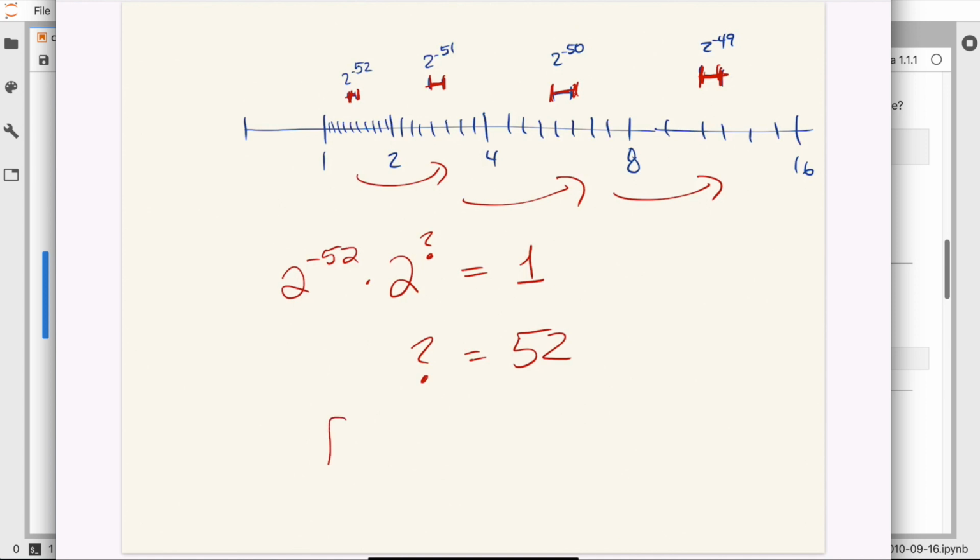So in the interval from 2 to the 52 to 2 to the 53, we have a width of 1, so we're representing exactly the integers.